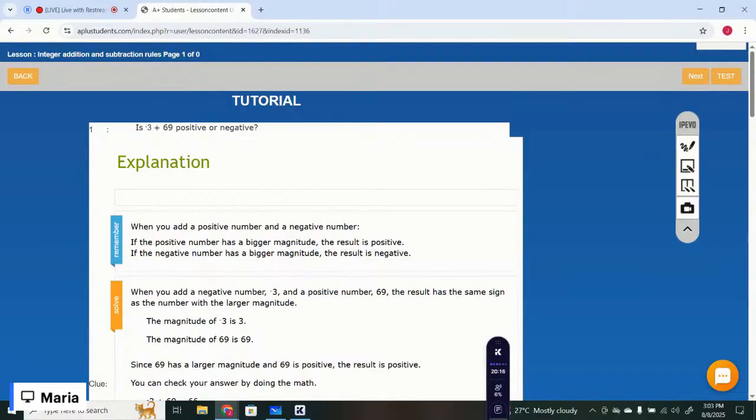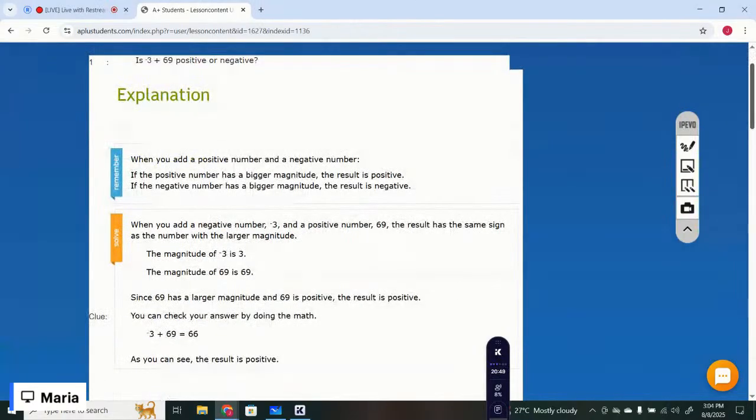So here are the rules for integer addition and subtraction. If the positive number has a bigger magnitude, the result is positive. And if the negative has the bigger magnitude, the result is negative. So here 69 is the bigger one with a positive sign, so the answer is positive, right? Because 69 is a greater number with positive sign, so the answer is positive. So these are the rules for adding and subtracting integers. You have to look at the sign of the greater number.